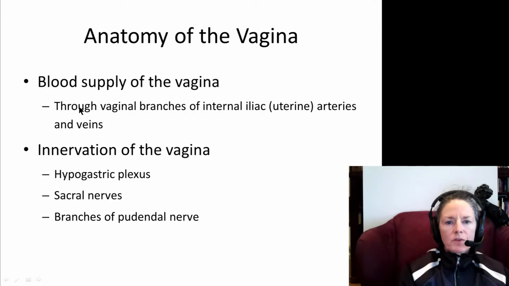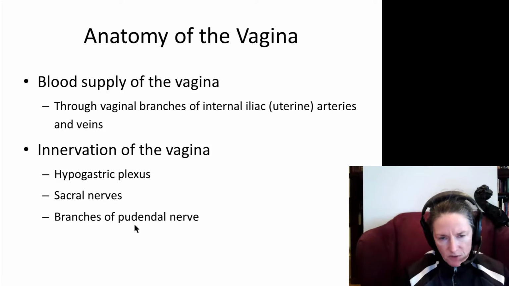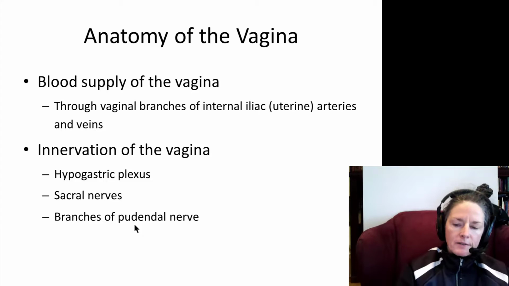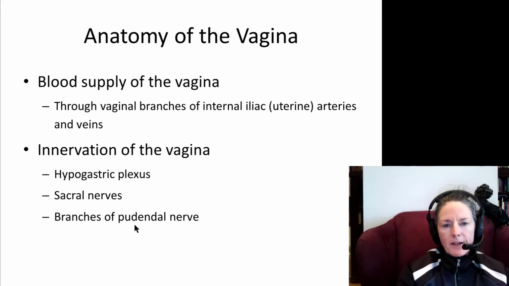All right, so the vagina also has its own blood supply, again from the internal iliac arteries, and the uterine arteries as well, and veins will supply the vagina as well. So again, we have the hypogastric plexus and sacral nerves innervating the vagina, and branches of the pudendal nerve, which, as you recall, is part of the sacral plexus. The pudendal nerve is the one that supplies sensation to the external genitalia and also innervates many of the pelvic muscles in the lower pelvic cavity.